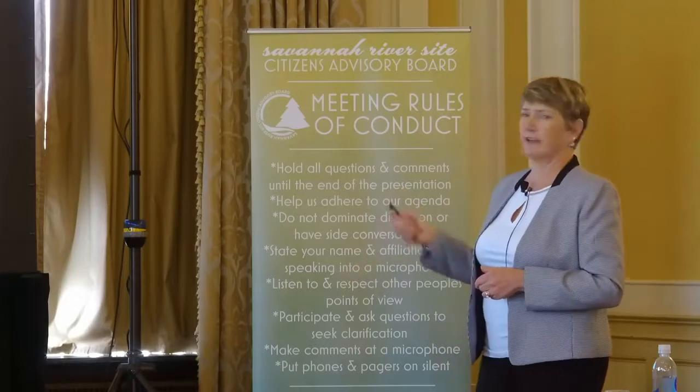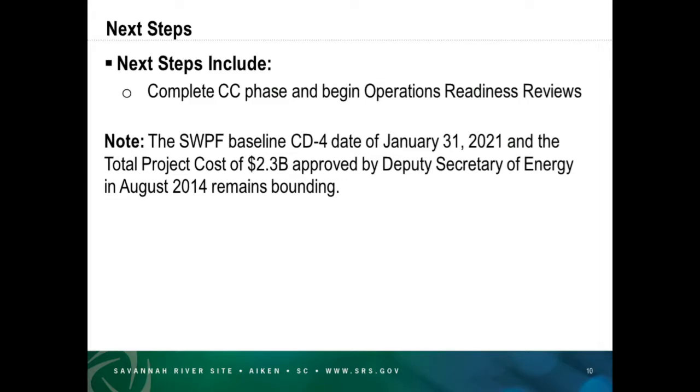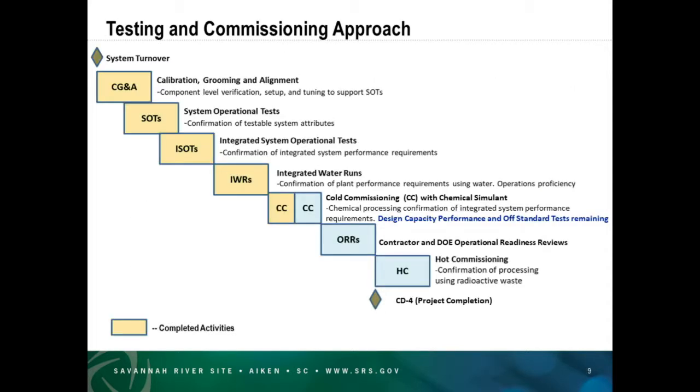So what is all this testing about? April of 2016, not doing well here. We completed construction, and I think you recall I talked to you about system turnover. We had 72 individual systems that had to be turned over from construction to the testing organization. Then we went through what we called calibration, grooming, and alignment, and we did operational tests and integrated operational tests.